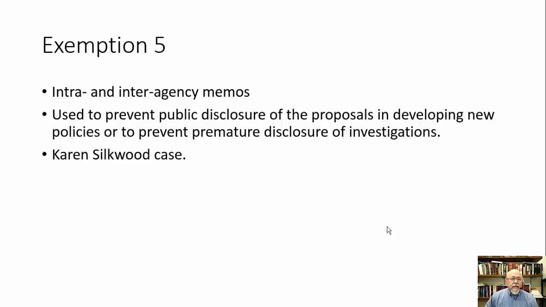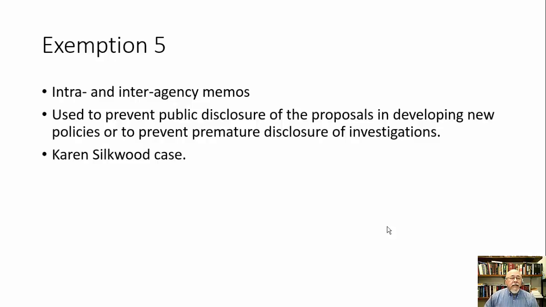Miss Silkwood then contacts news agencies and says, look, the Kerr-McGee plant has problems and they're not particularly safe, and there's a risk of plutonium contamination for workers and other people. She's going to meet with reporters and show them all the documents that she's put together. And she's going to a meeting at night with a reporter. She leaves her home but never makes it to the meeting. The next morning, they find her car off the side of the road. It's been involved in, it looks like, a one-car accident.